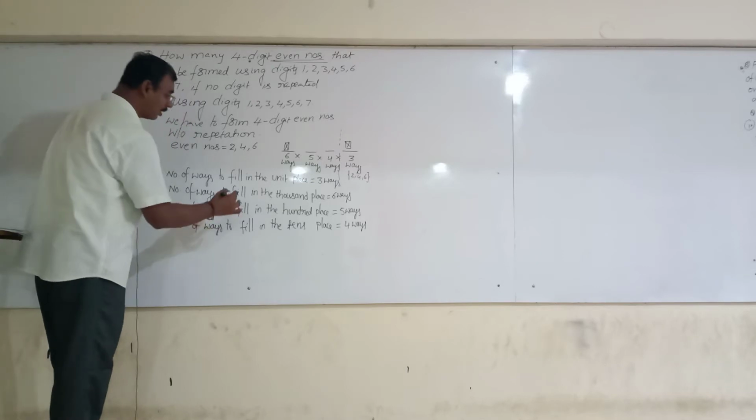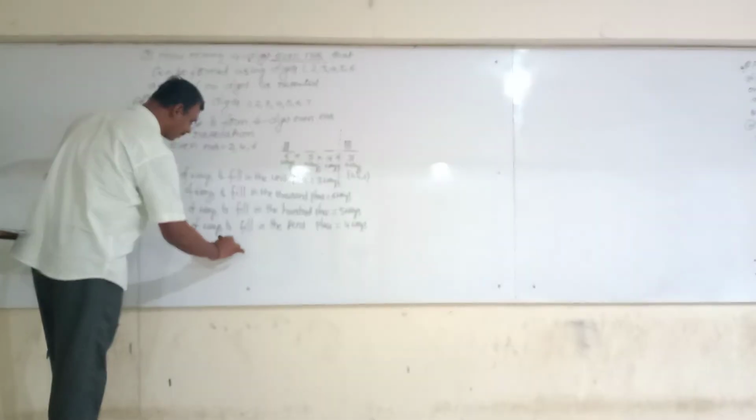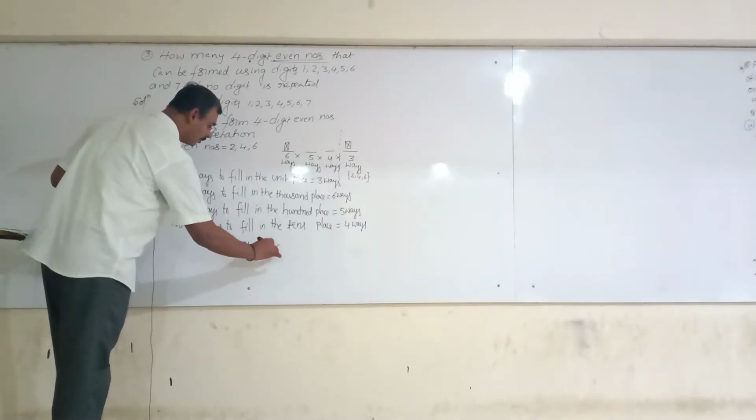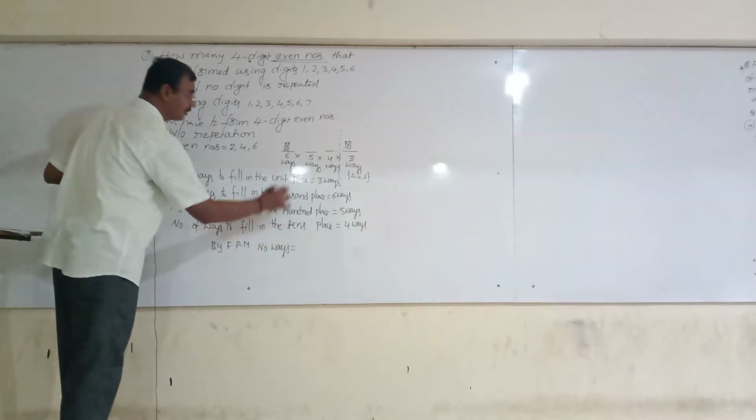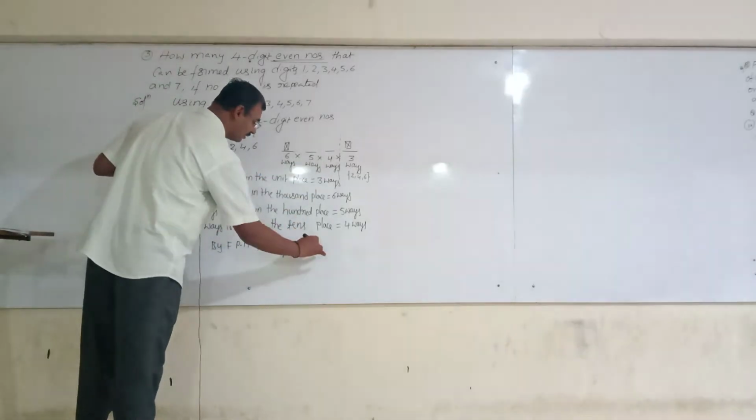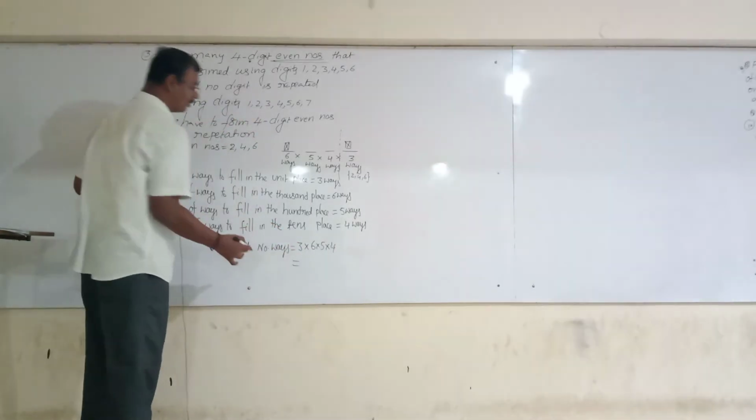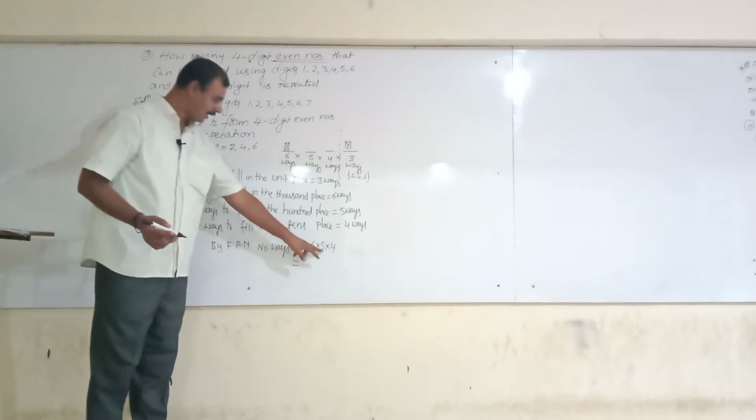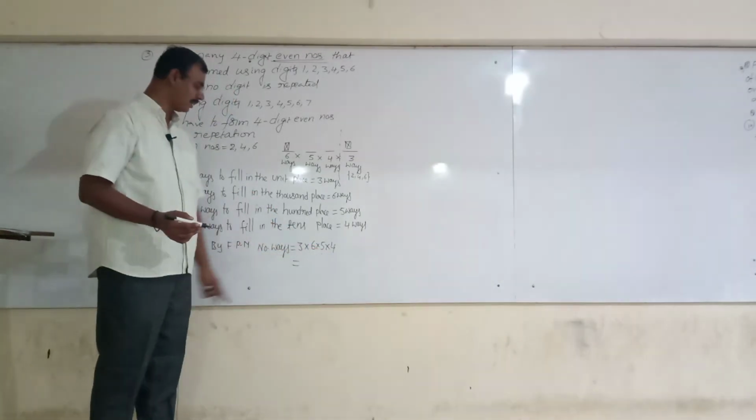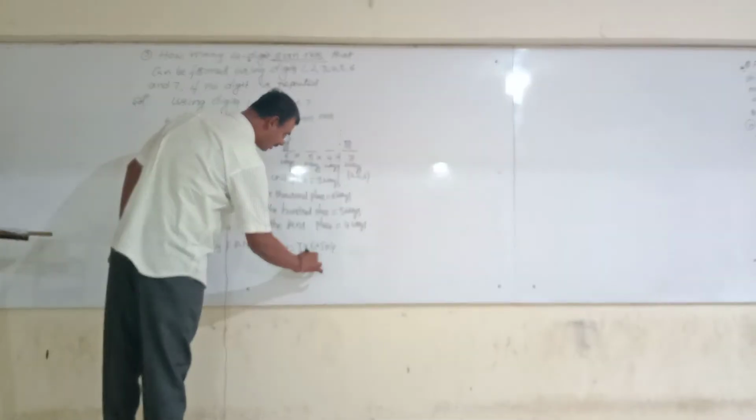Therefore, by using the fundamental principle of multiplication, the total number of ways is 3 into 6 into 5 into 4. 6 into 5 is 30, and 30 into 12 is equal to 360 ways.